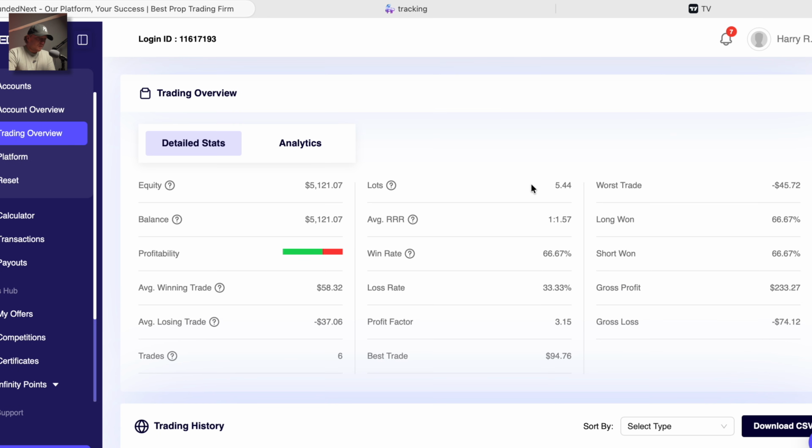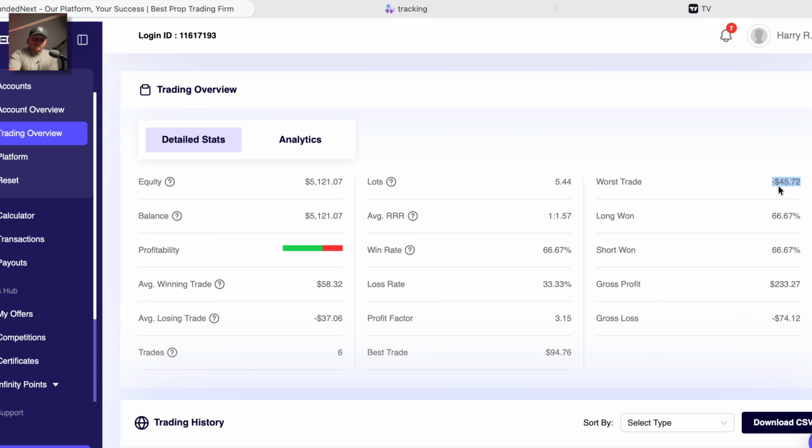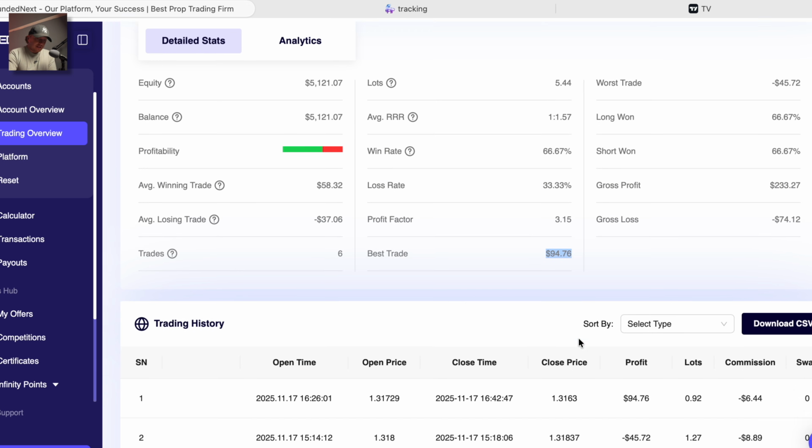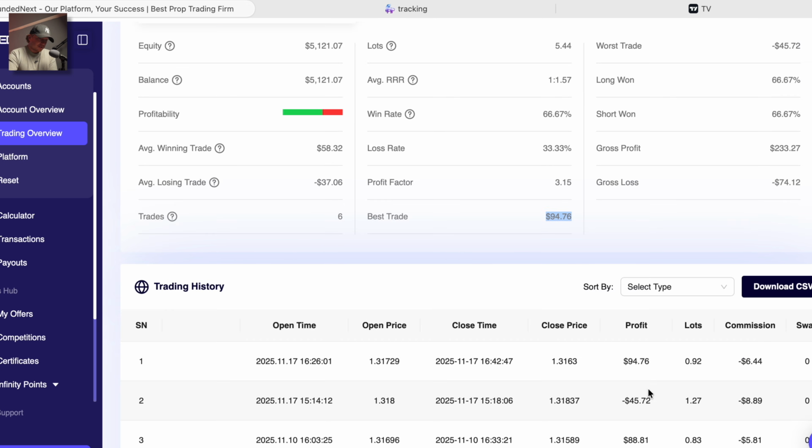If we look at the trading overview, we can see we've taken a total of 5.44 lots. I am just risking 1% per trade. Our worst trade is minus $45, which was the sell that we got into first. Our win rate is 66.67%, loss rate of 33.33%. And then the best trade being $94, which was the trade that we took today. So hopefully we can keep this momentum going.